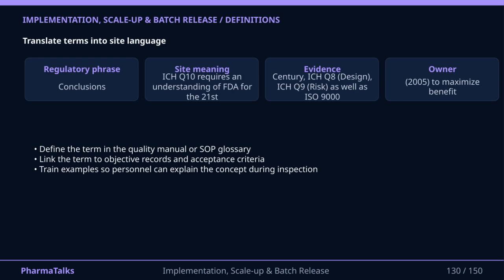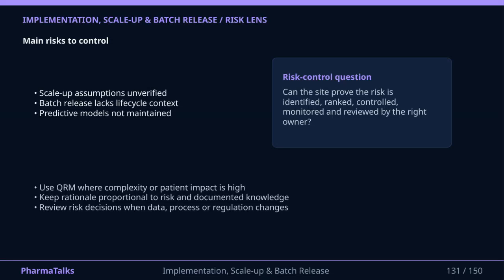This approach not only supports regulatory compliance, but also enhances operational effectiveness and product quality throughout implementation, scale up, and batch release processes. On this slide, we focus on the critical risks associated with implementation, scale up, and batch release processes. The main risks we need to keep under control include unverified scale up assumptions, batch release activities that lack sufficient lifecycle context, and predictive models that aren't consistently maintained. These gaps can lead to significant issues if not addressed properly.